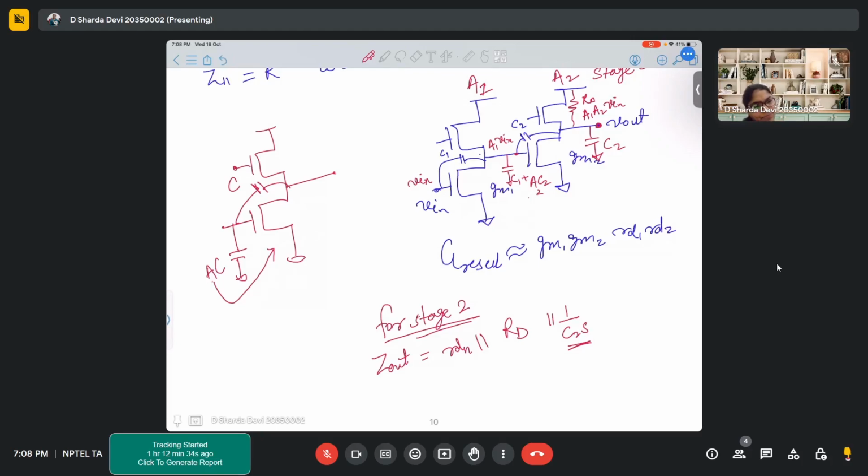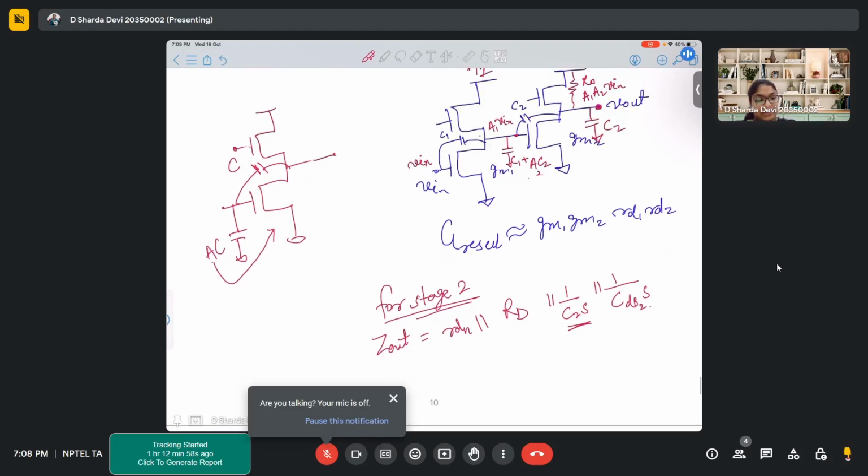Okay, then RDN. And then there can be another capacitor which is drain to body, CDBS at stage 2. Now, ma'am, tell me one thing, correct me. 1 upon GM2 won't come in the picture, ma'am?